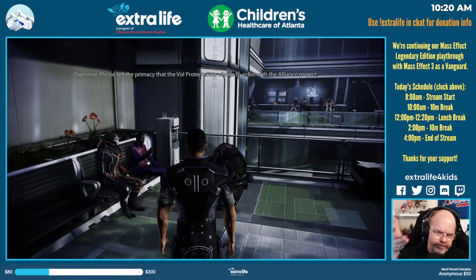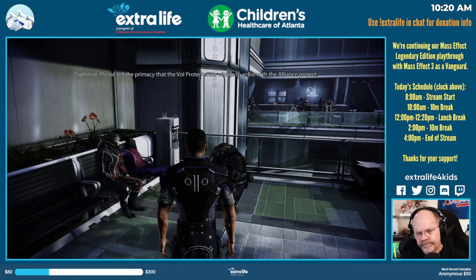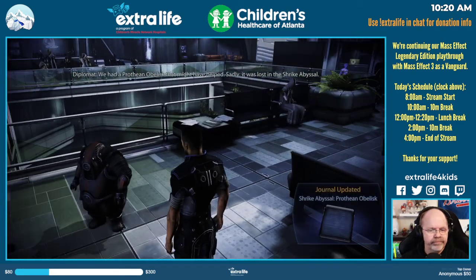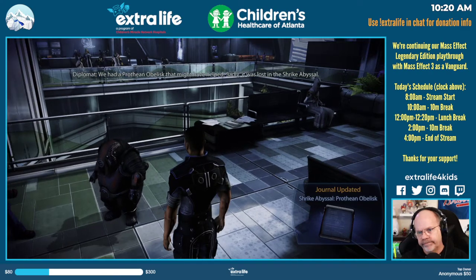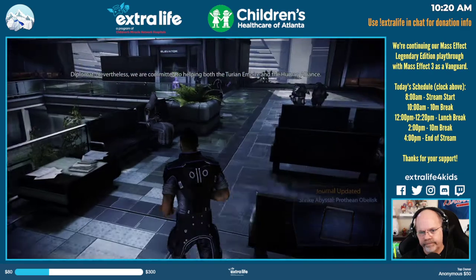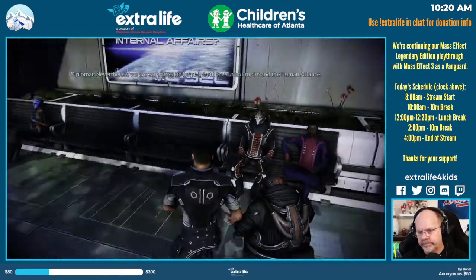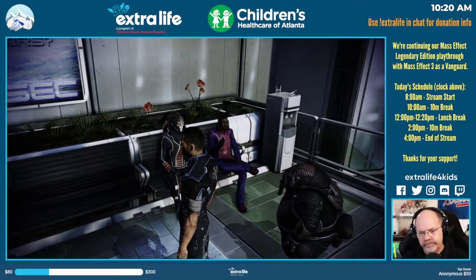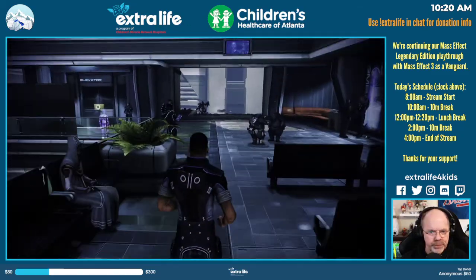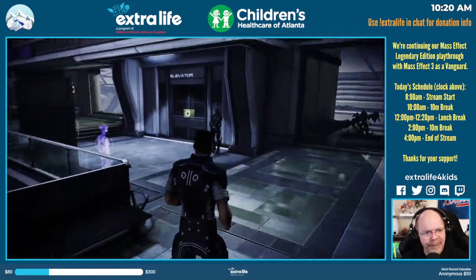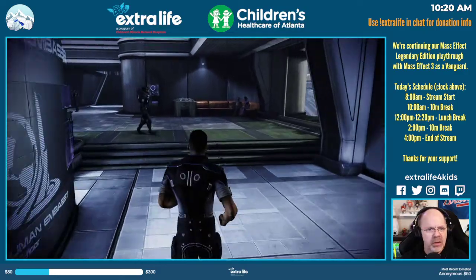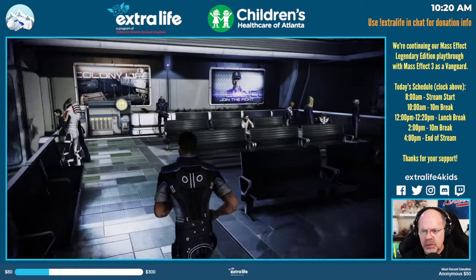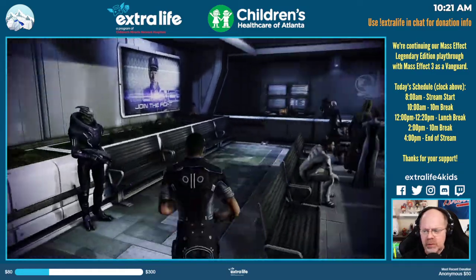Please tell the Primacy that the Volus Protectorate wishes to assist with the Alliance project. We had a Prothean obelisk that might have helped. Sadly, it was lost in the Shrike Abyssal. Nevertheless, we are committed to helping both the Turian Empire and the Human Alliance. Recent intel suggests that the Batarian hegemony has been destroyed by an unknown force. Early reports indicate that Earth has fallen to the same.